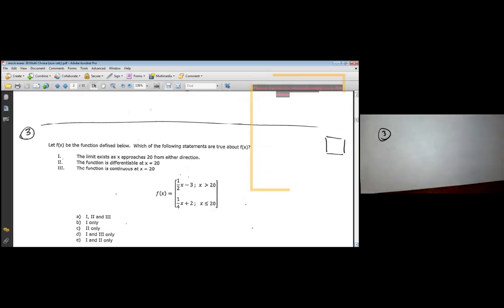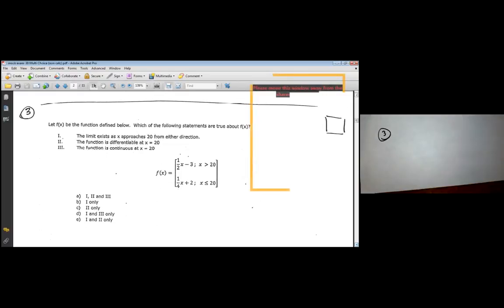Let f of x be the function defined below. Which of the following statements are true? The limit exists. So just take these one at a time. The limit exists. So what do we know? If the limit exists, this better be continuous. So we should plug in 20 to the top and bottom. If I plug in 20 to the top, I get 10 minus 3. I get 7. I plug in 20 to the bottom, I get 5 and 2, that's 7. Okay, so from the left and from the right, they both give me 7. Sounds like number 1. Number 1, check, good to go.